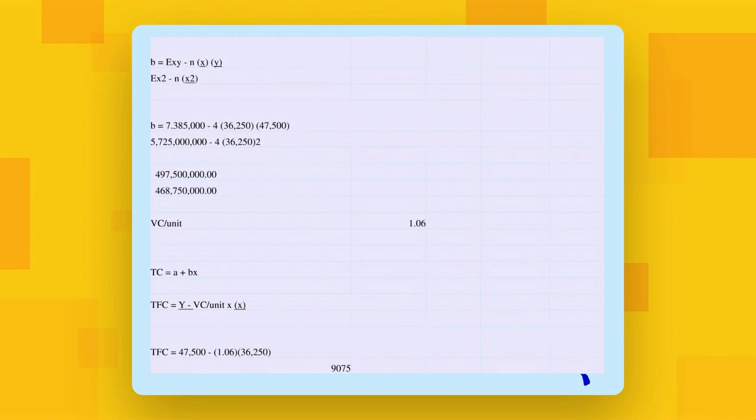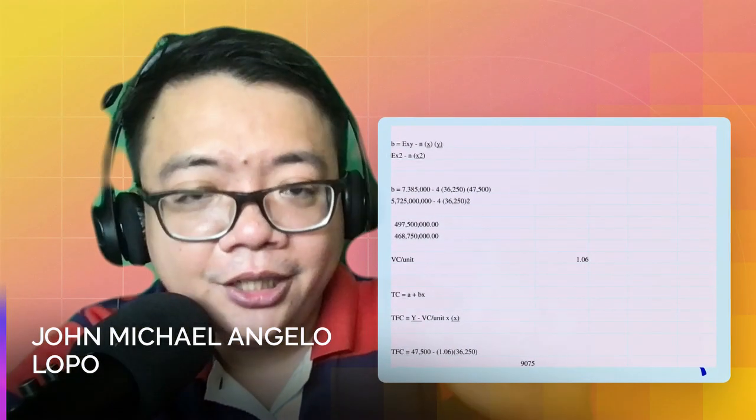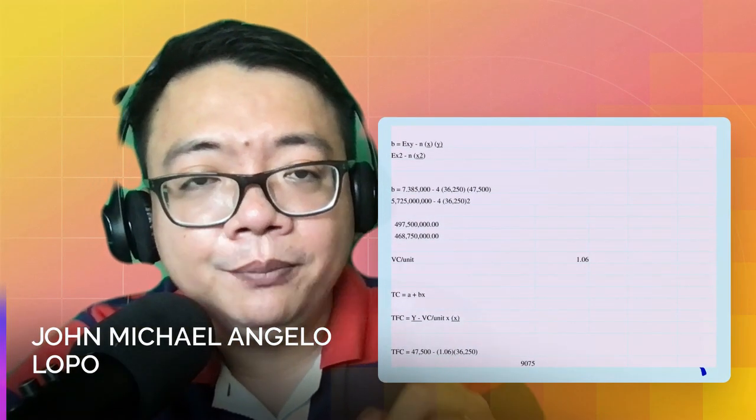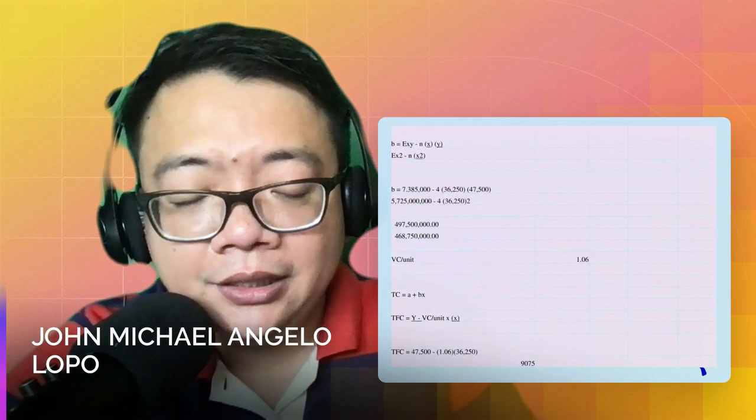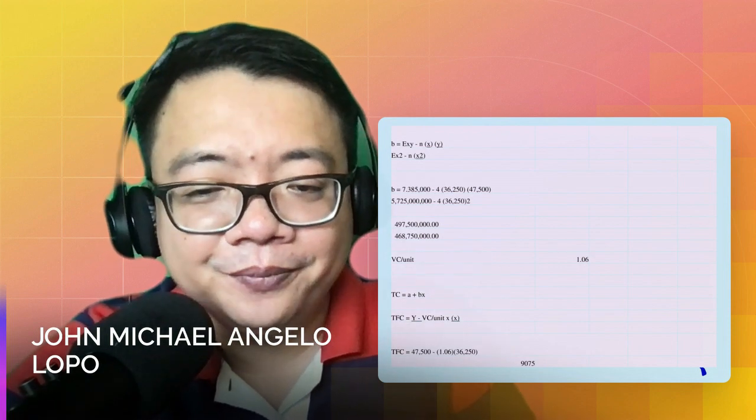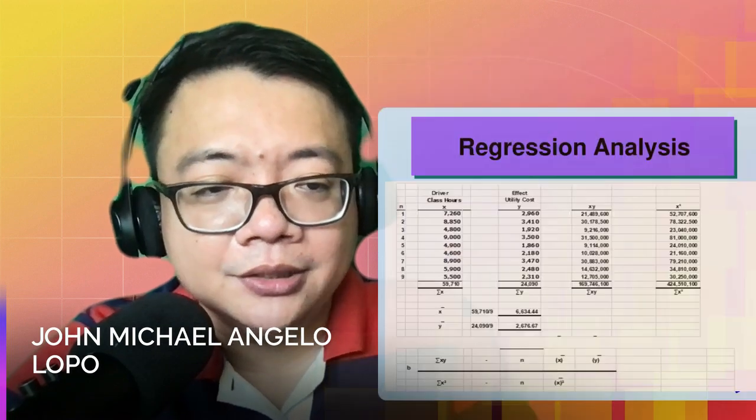Very good, 9,075. Meaning to say, class, how much would be your total cost in the regression analysis? Total cost is equal to 1.06 multiplied by the volume plus 9,075. Medyo madugulang, class, ang regression analysis. One example again. Okay, ito class, medyo mas okay yung ano.